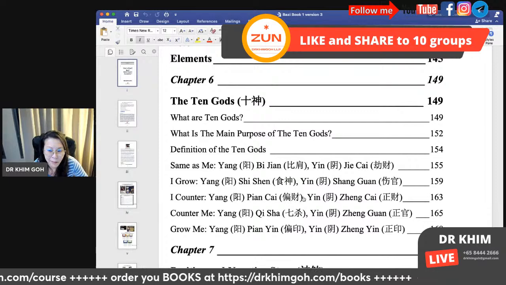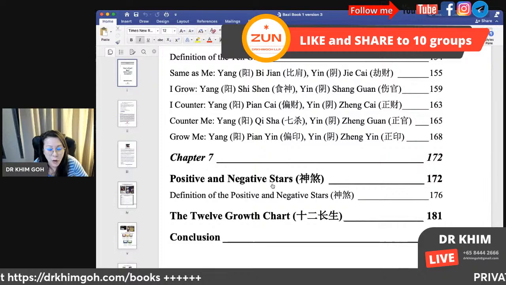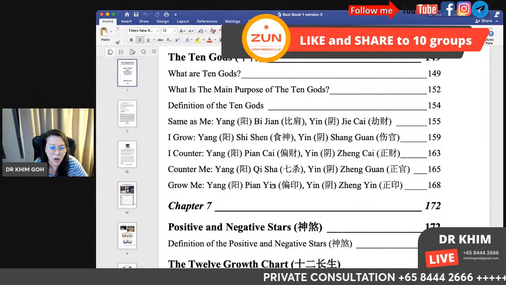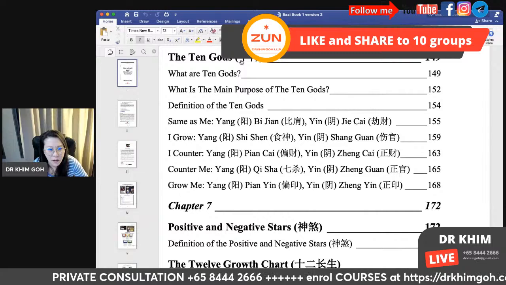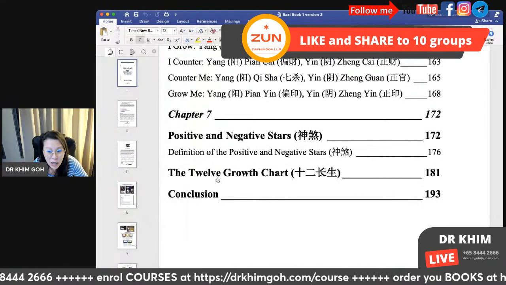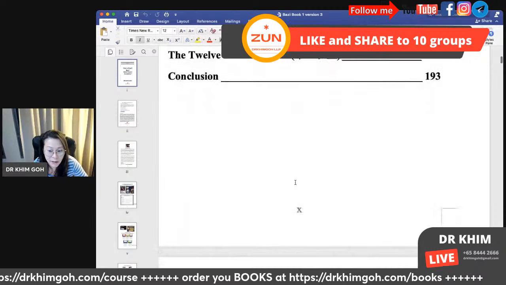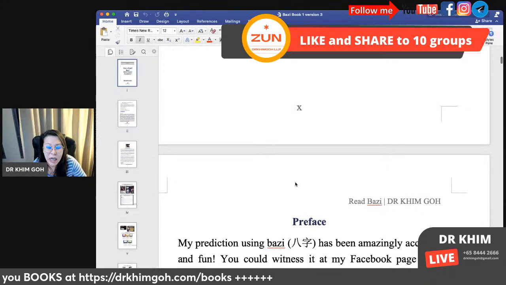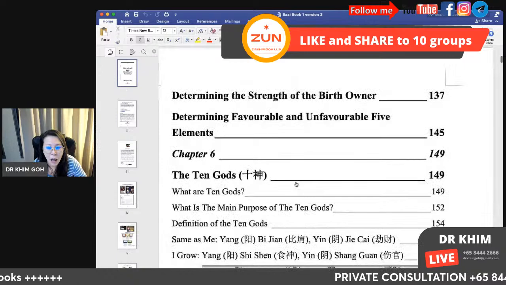Okay? Then this one also important. When you read Bazi, you cannot just read the Chinese numeral system. You cannot just read the Chinese animals. It's not enough. You need to include the 10 gods theory inside. You need to include the Shen Sha theory inside. And you need to include the 12 growth theory inside also. Understand? Then when you combine all this into the Bazi reading, then you can have a good Bazi reading.